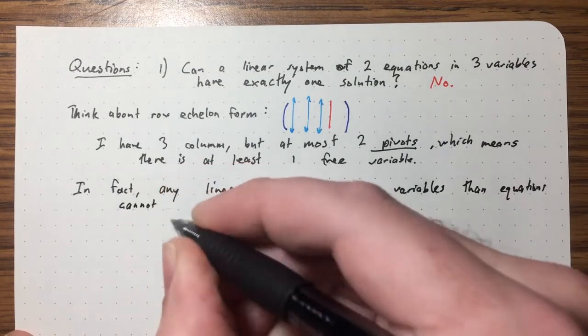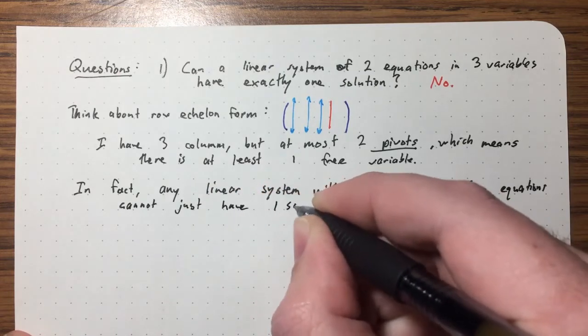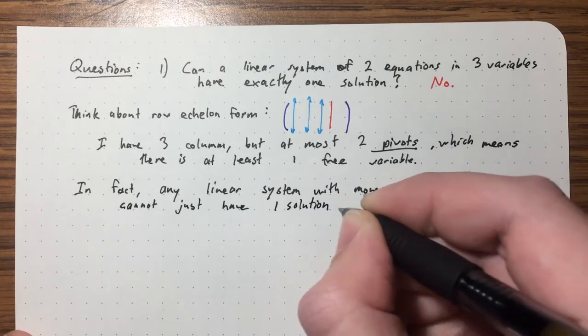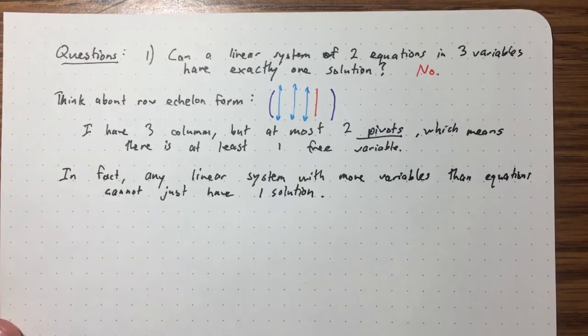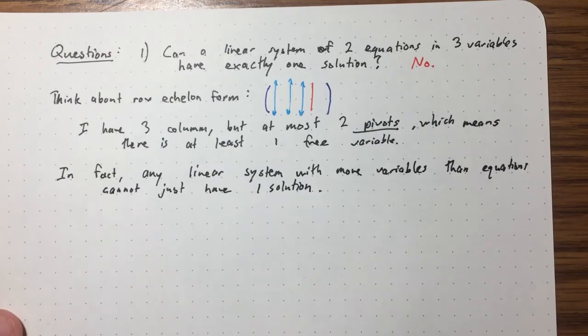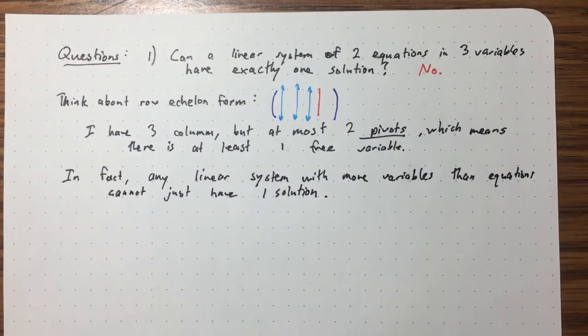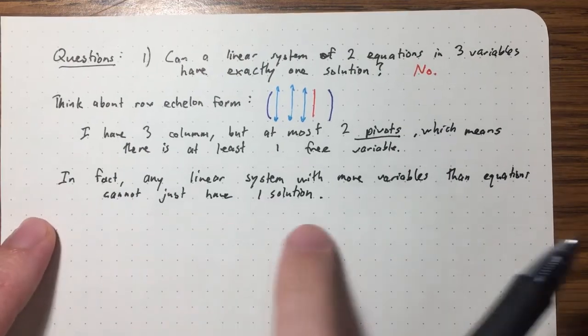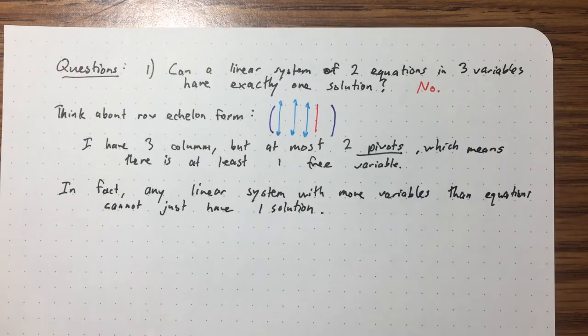It cannot just have one solution. It must have infinitely many. Or it could have no solutions, right, if it's inconsistent. But it cannot have only one solution. Not possible. Okay, so this is a pretty broad statement, right? But now we can essentially prove that by just thinking about the echelon form.